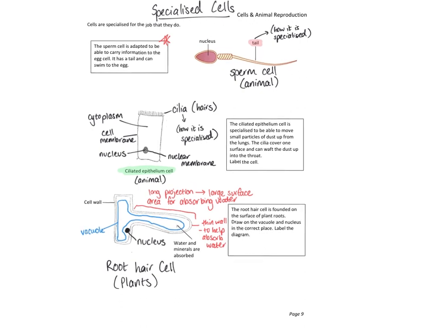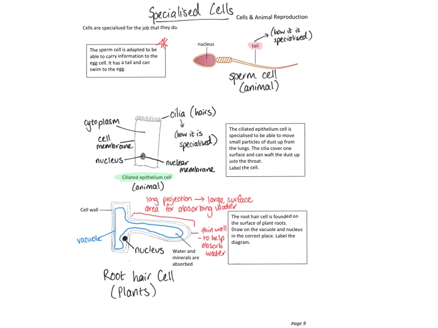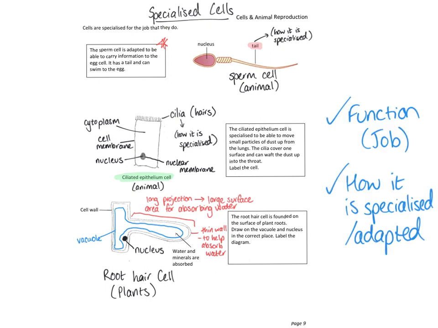So on this page are 3 different specialised cells, and you need to learn these 3 in particular: the sperm cell, the ciliated epithelium cell, and the root hair cell. For each of these 3 cells, you need to know its function, in other words, its job, and also how it is specialised or adapted to help it with that job. So make sure you spend a bit of time learning the 3 of these cells.